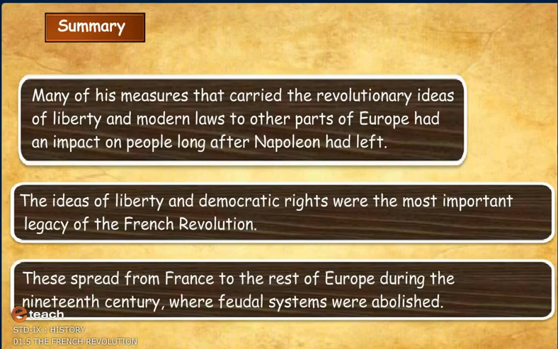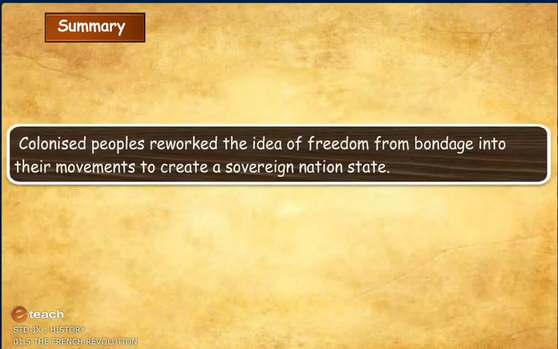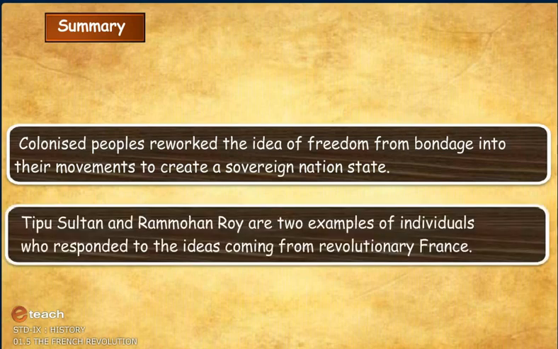These spread from France to the rest of Europe during the 19th century, where feudal systems were abolished. Colonized peoples reworked the idea of freedom from bondage into their movements to create a sovereign nation state. Tipu Sultan and Ram Mohan Roy are two examples of individuals who responded to the ideas coming from revolutionary France.